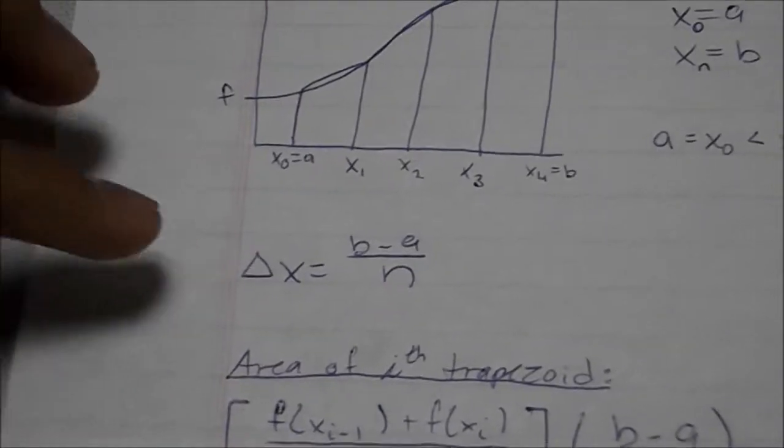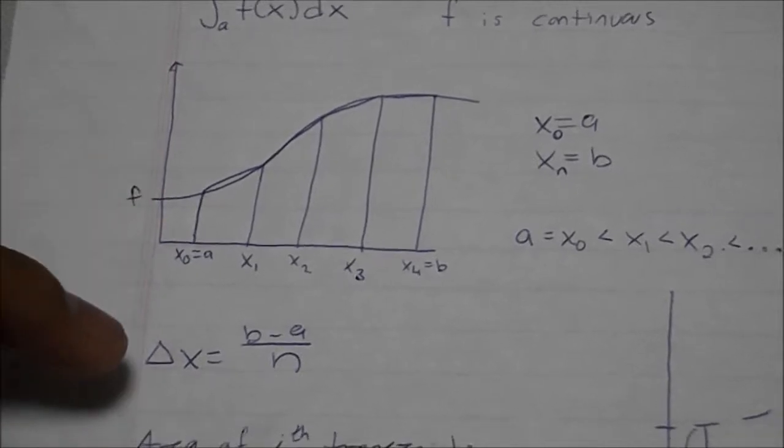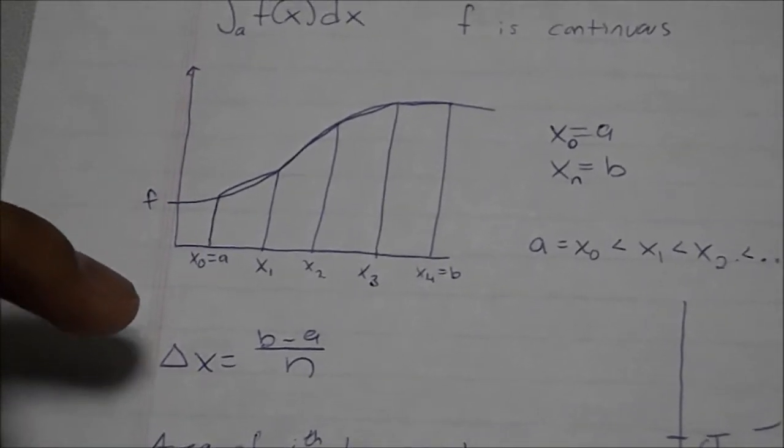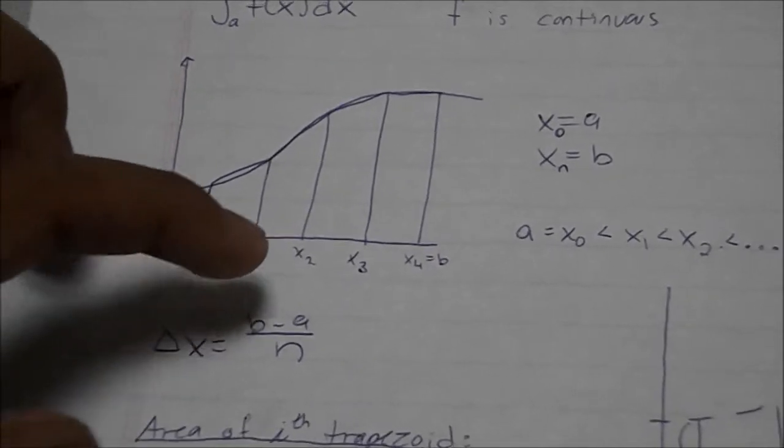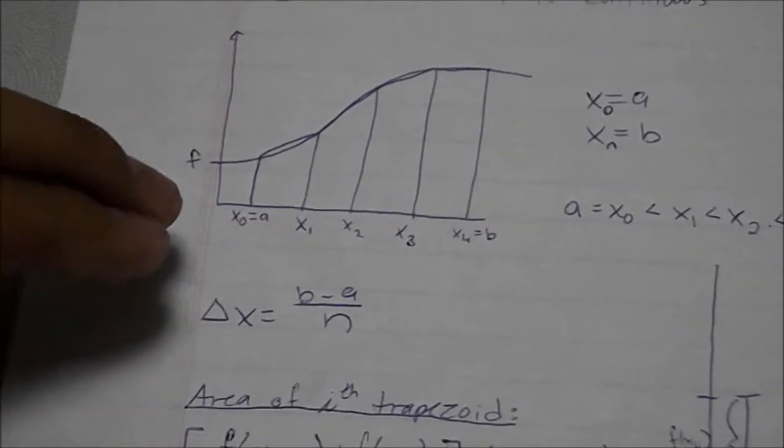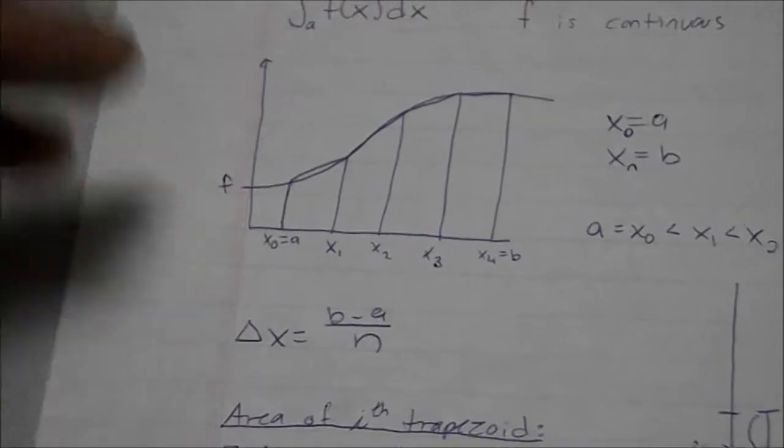Right here, it states the distance between the intervals, so delta x equals b minus a over n. That is just the distance from x of 0 to x of 1, from x of 1 to x of 2. It stays the same because each distance has to be exactly the same length.